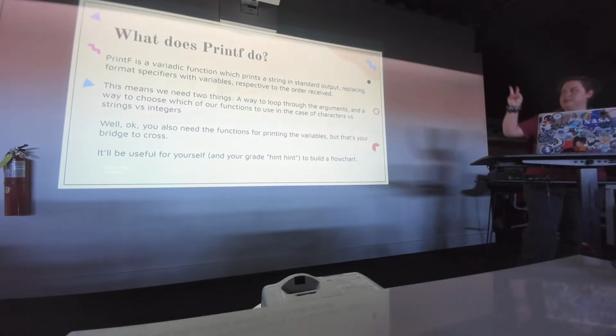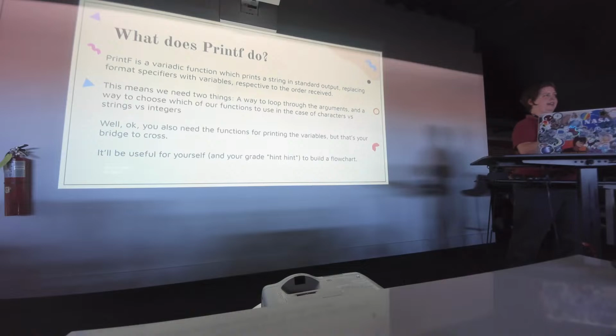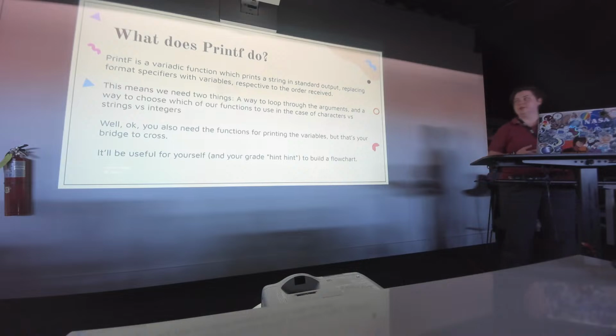This means that we need two things: a way to look through the arguments and a way to choose which of our functions to use in the case of characters versus strings versus integers. How does your program know that it needs to print a digit? How does your program know that it needs to go through a string and print each character? You also need the functions for printing variables, but that's your bridge to cross.